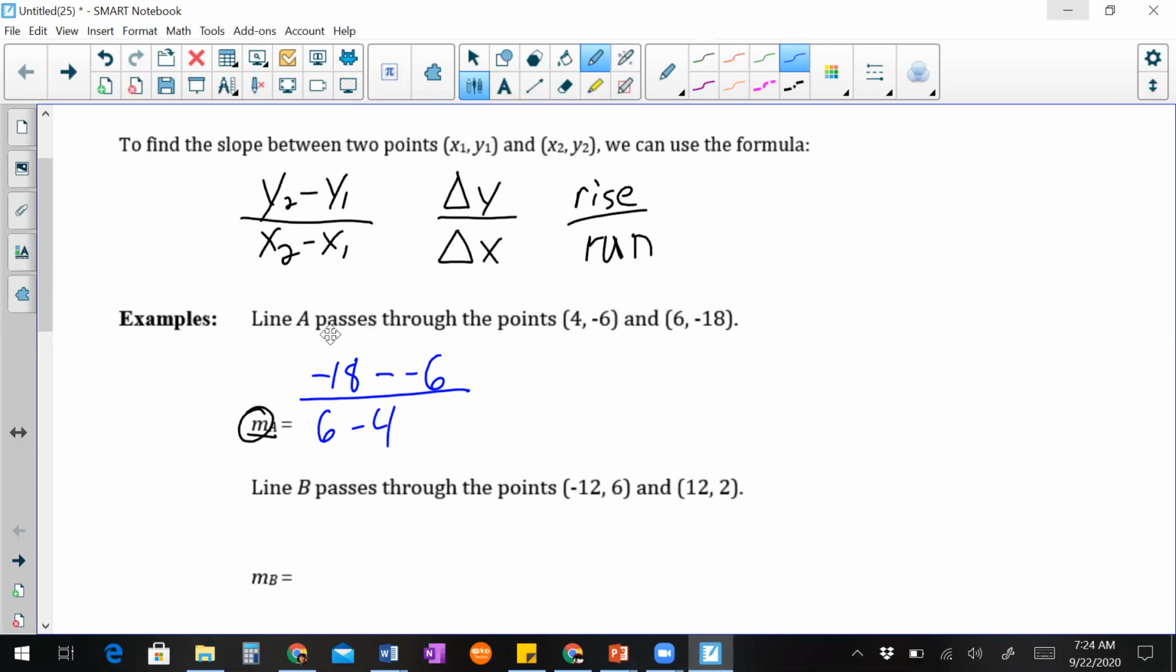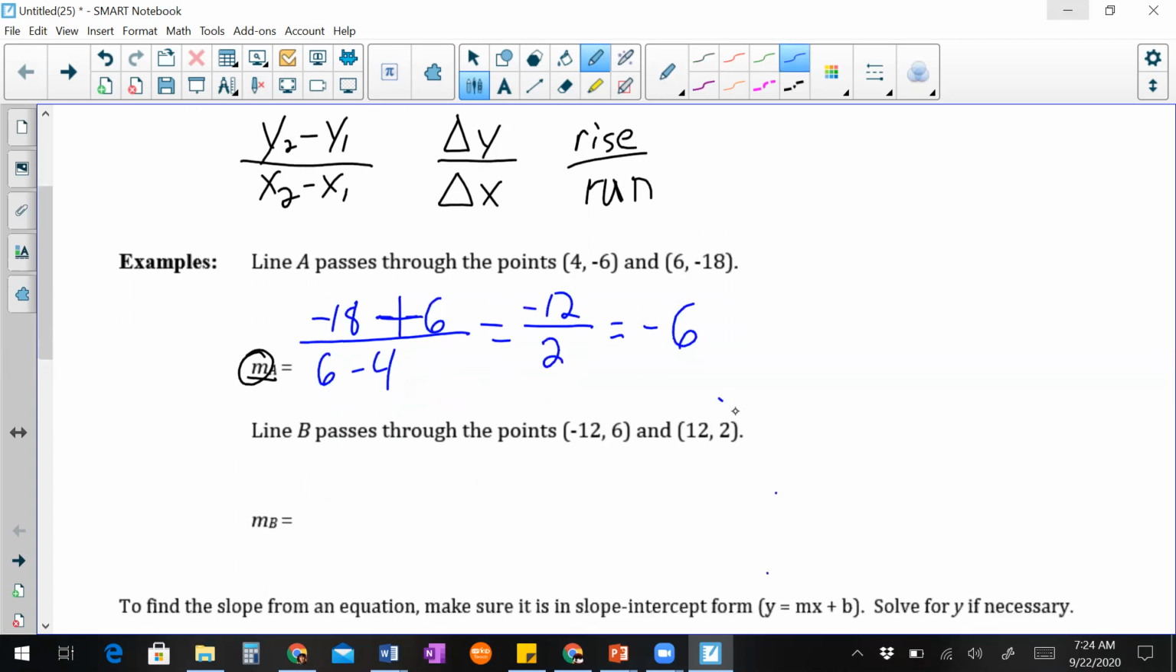So let's calculate this. All right, -18 minus -6. Remember, when we have two minuses together, we change this to addition. So -18 plus 6 is going to be -12 over 6 minus 4 is 2. So our slope is -12 halves, but we want to reduce that. So our slope is just going to be -6.